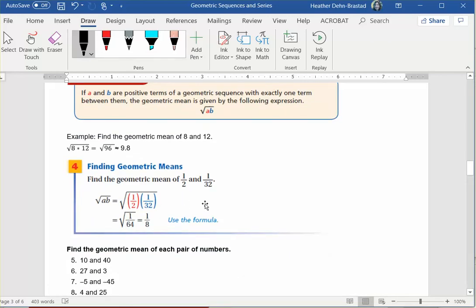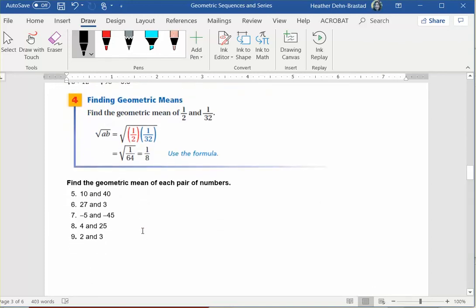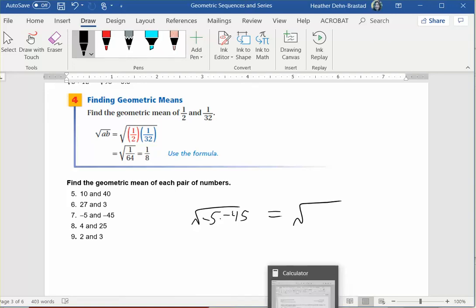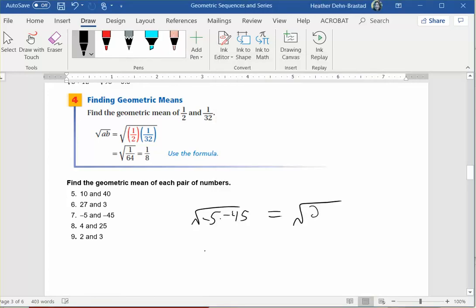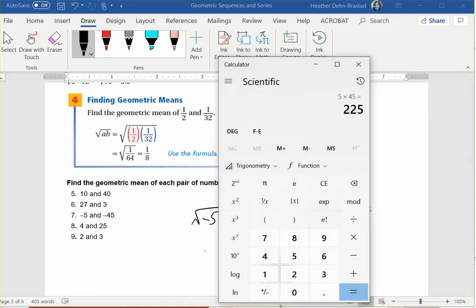So here's another example using fractions. You multiply these together and then take the square root of that. So for these problems, you're going to just do that. It's just practicing finding the geometric means. Like in number 7, you multiply them together. This will give us a positive number. We can't take the square root of a negative number and get a real number. So negative 5 times 45 will be positive 225. And then take the square root of 225, and I happen to know that that is a perfect square.